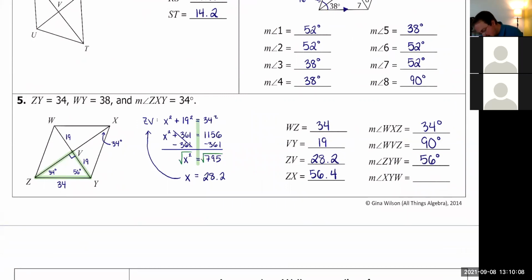And then the last one it's asking for is angle XYW. Well, similar to what we did with the 34s, those diagonals are bisecting the opposite angles. That must mean the other one is 56 as well.